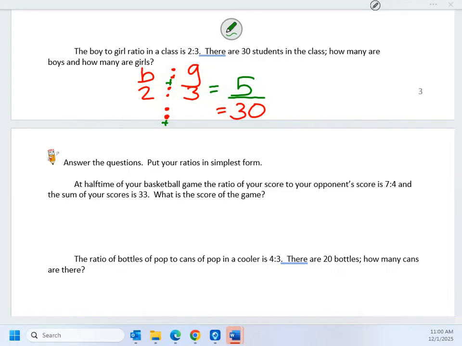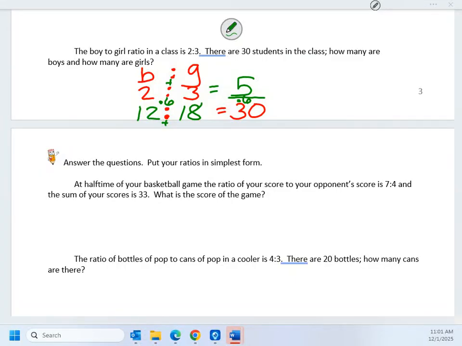Now I'm going to say, well, how did I go from 5 for a total to 30 for a total? Finley? I multiplied by 6. So what do you think I have to do with my boys and girls? Elliot? I went from 5 to 30 by multiplying by 6. So what do I have to do with the boys and the girls? Multiply by 6. So I need to multiply both sides by 6. And then I'm going to check my work. Does 12 plus 18 equal 30?